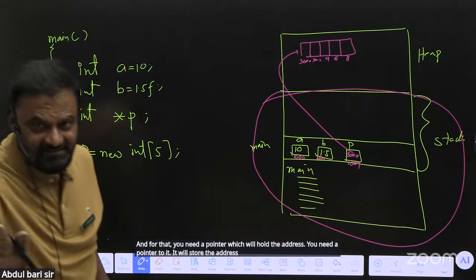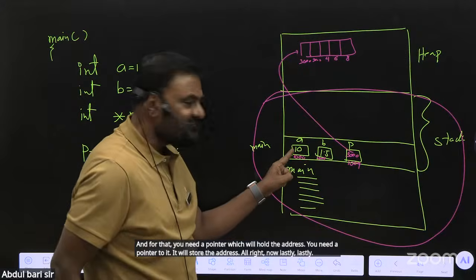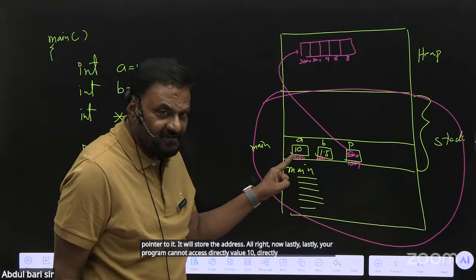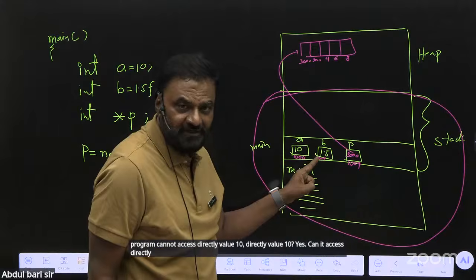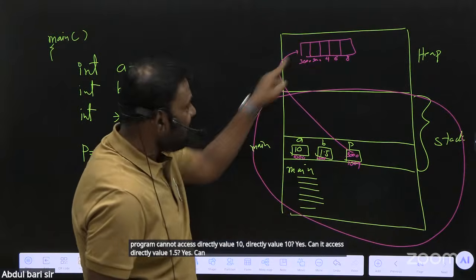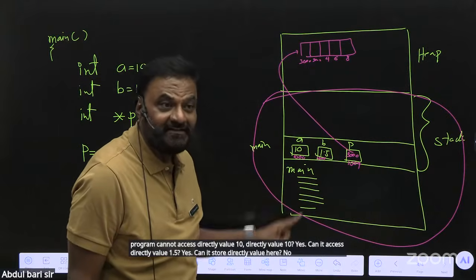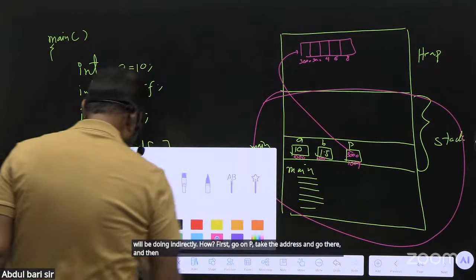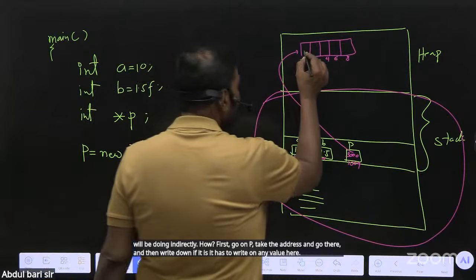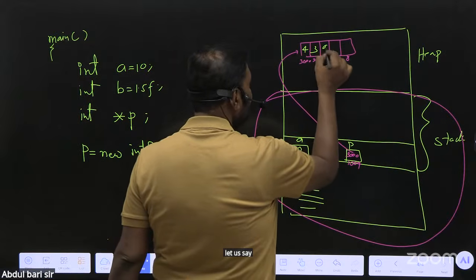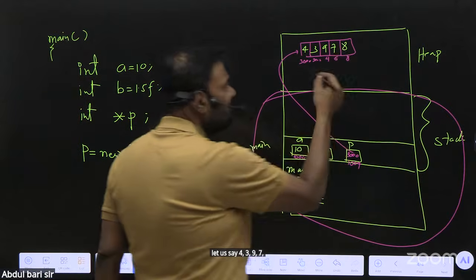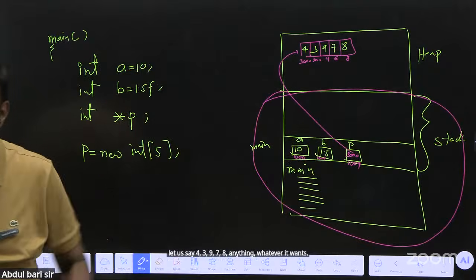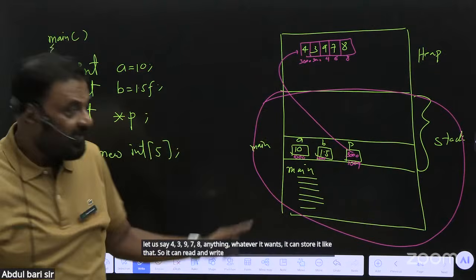Now, lastly, can your program access directly the value 10? Yes. Can it access directly the value 1.5? Yes. Can it store directly a value here? No. It will be doing it indirectly. How? First go to P, take the address and go there, and then write down any value here. Let us say 4, 3, 9, 7, 8, whatever it wants, it can store it like that. So it can read and write the values there by using P.